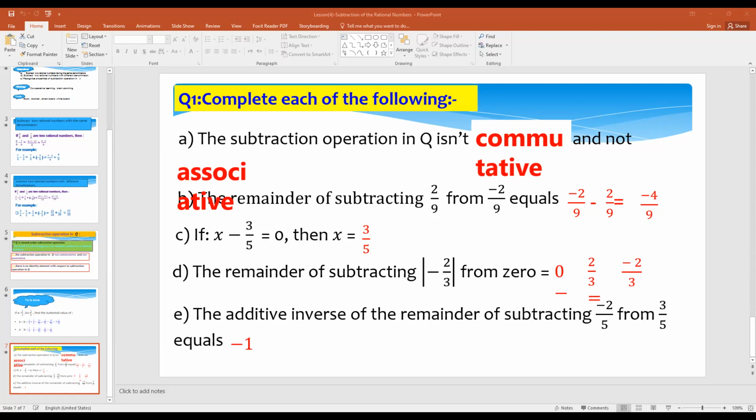Again, to multiply or add or subtract or divide, you have to make sure that your fractions are first in their simplest form. For example, if I have 4 over 5 times 3 over 8, make sure that 4 over 5 and 3 over 8 are in their simplest form. They are in the simplest form, as there is no common factor between 4 and 5, and no common factor between 3 and 8.